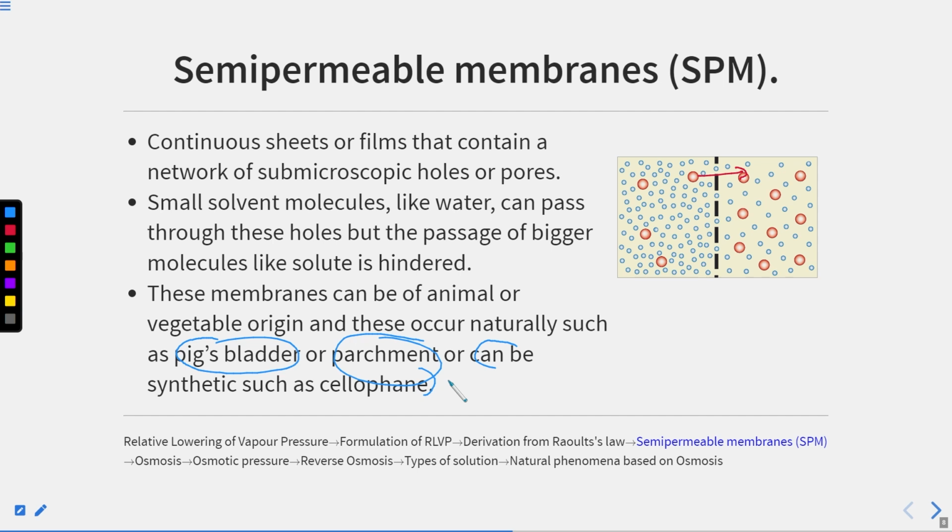So you can take the semi-permeable membrane, and I will make sure that you understand this SPM because it will be used in osmosis. So this is our SPM. In a nutshell, these are a continuous sheet of film that contain small sub-microscopic pores that allow only the passage of small solvent particles rather than bigger solute particles. So they hinder the passage of the solute particles because of their greater size.